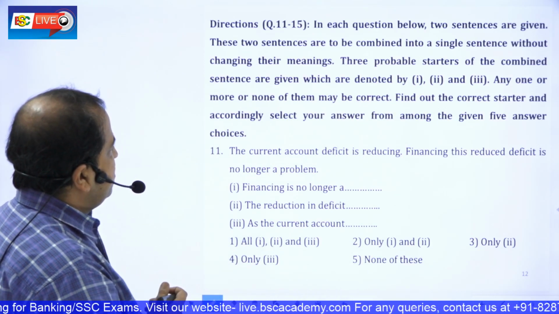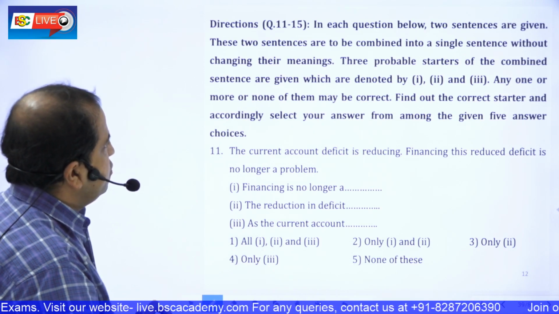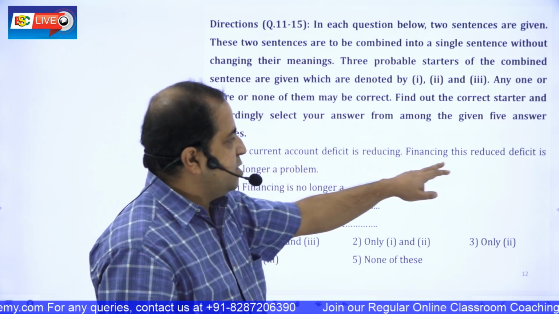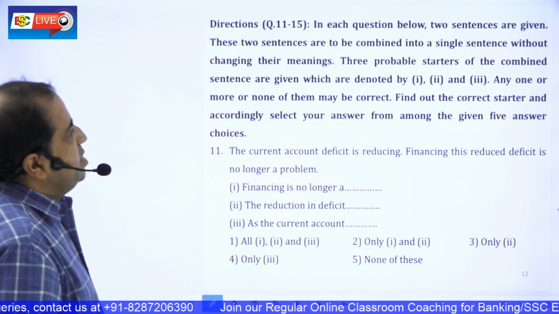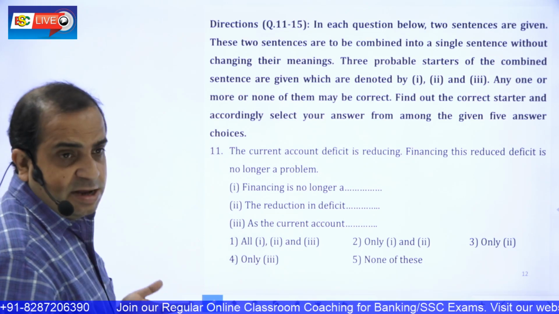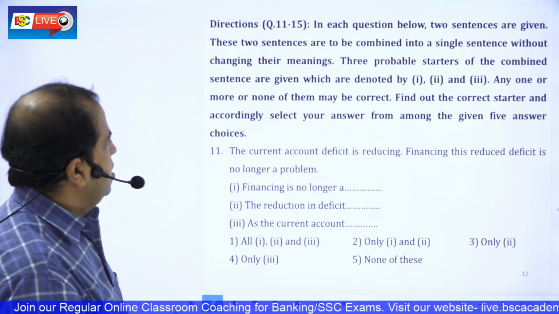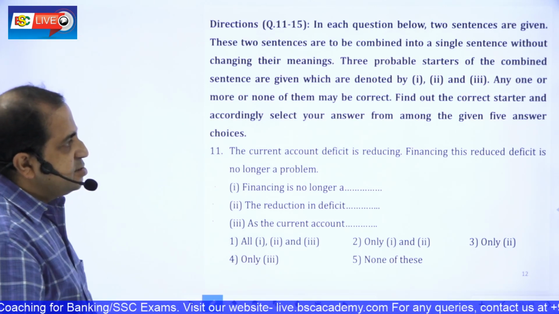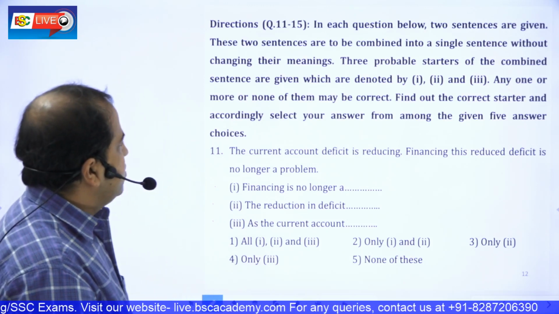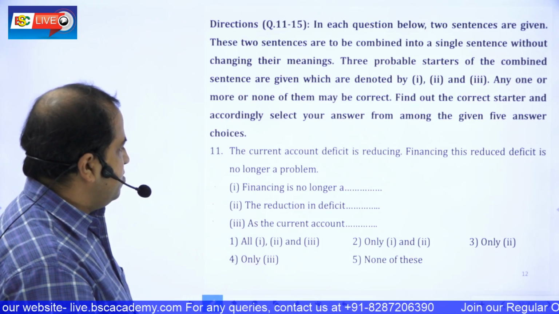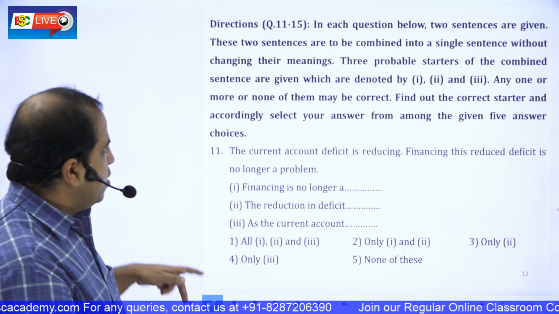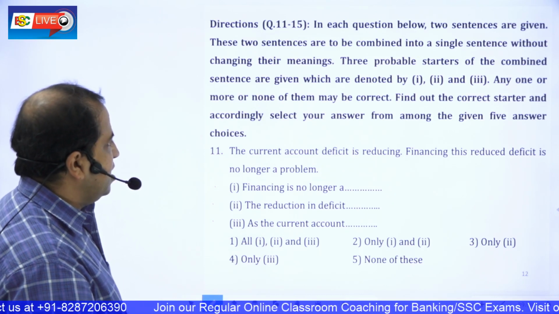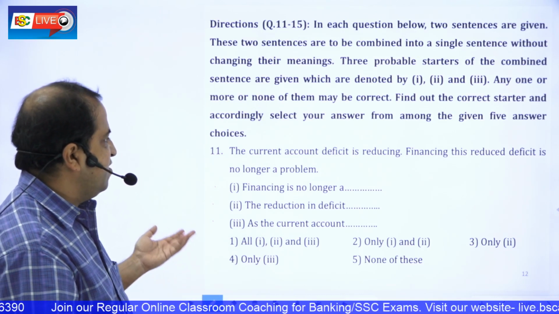Question number 11 to 15. In each question below, 2 sentences are given. These 2 sentences are to be combined into a single sentence without changing their meanings. 3 probable starters of the combined sentence are given, which are denoted by 1, 2, and 3. Any one or more or none of them may be correct. Find out the correct starter and accordingly select your answer from among the given 5 answer choices.